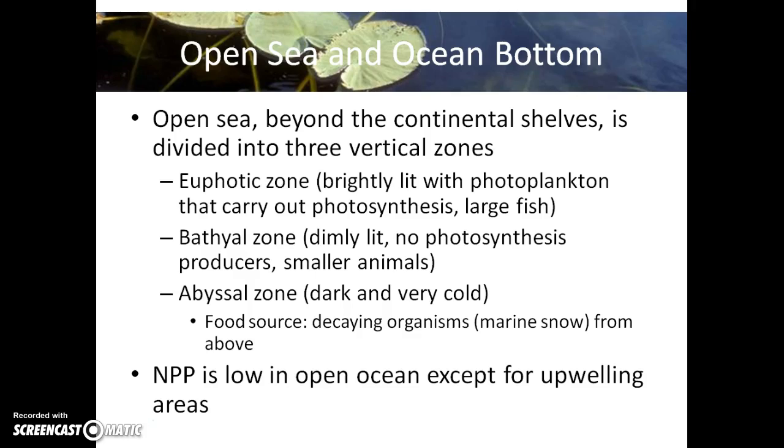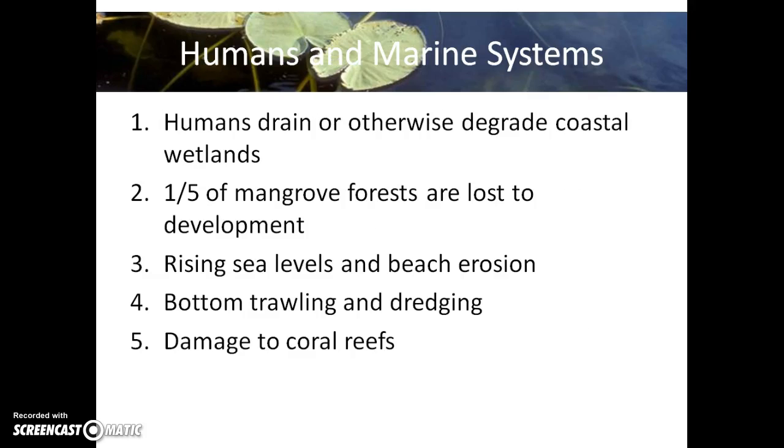The abyssal zone is very dark and cold, but it's still teeming with life due to the quantity of nutrients that are available. Many organisms that live in the abyssal zone feed on what's called marine snow, or decaying organisms, which floats down from above. Human activities have very disruptive and damaging impacts on many of the ecosystem and economic services that marine systems provide, especially in shorelines, mangrove forests, and coral reefs.